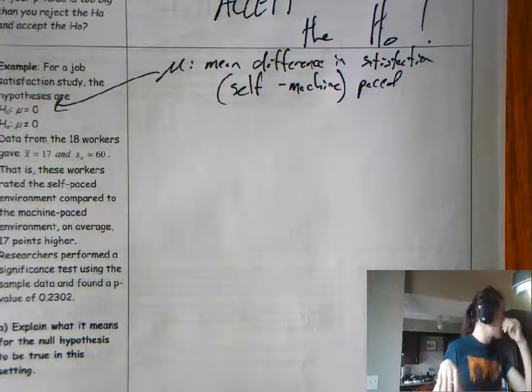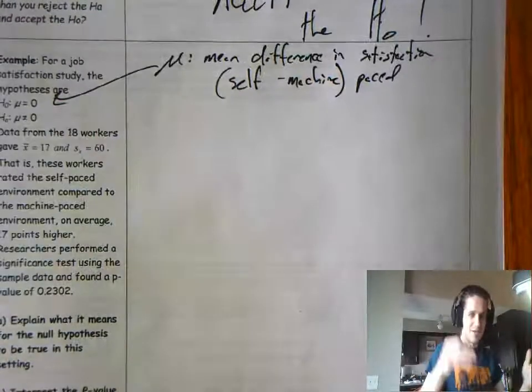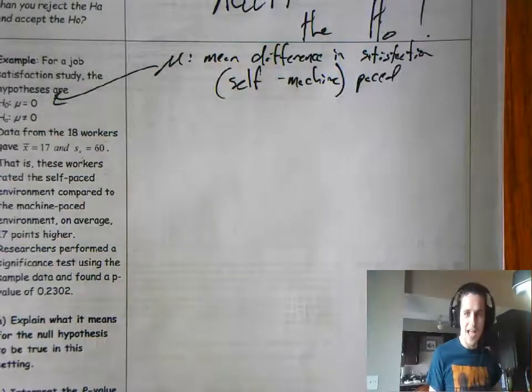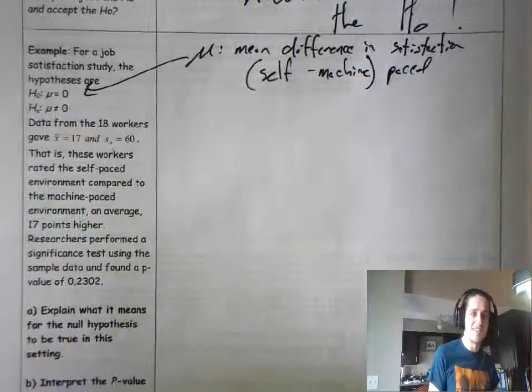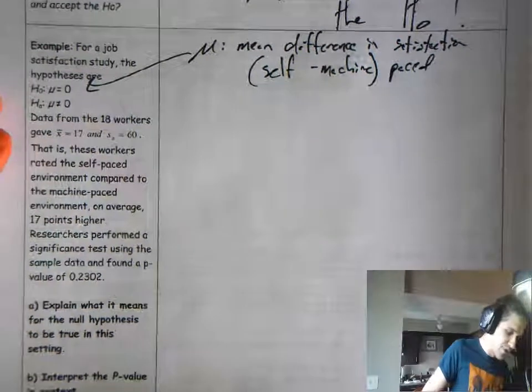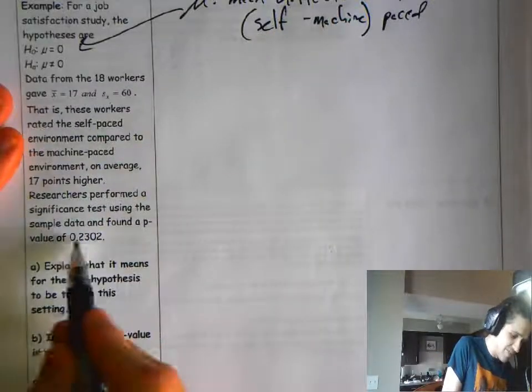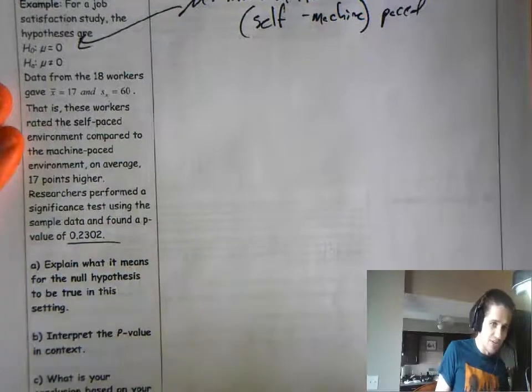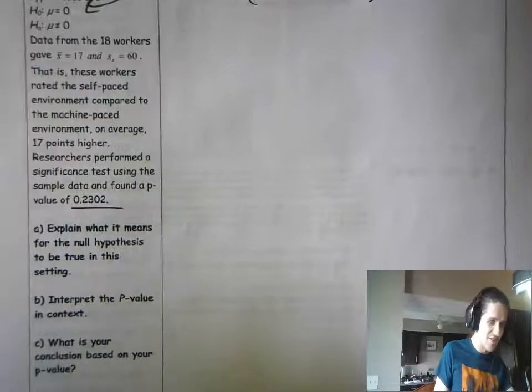But you've seen these machine versus self-paced environments. Think about somebody working on a conveyor belt. Are they happier working at their own pace or at the pace dictated by the machine? Researchers performed the significance test and found a p-value of 0.2302. Explain what it means for the null hypothesis to be true in this setting.